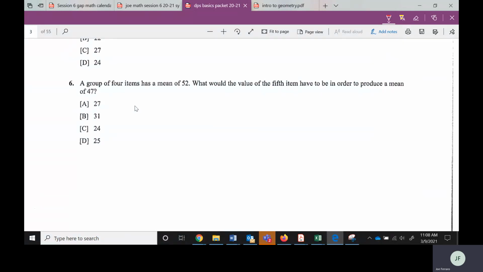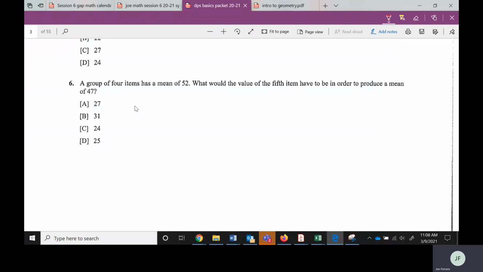So what this is saying is, you have 4 test scores or something like that, and right now your average is 52. Or maybe this could even be something like, you have a job and you're trying to sell things, and right now you're averaging selling 52 a day, and you get a big bonus if you sell 47 a day.